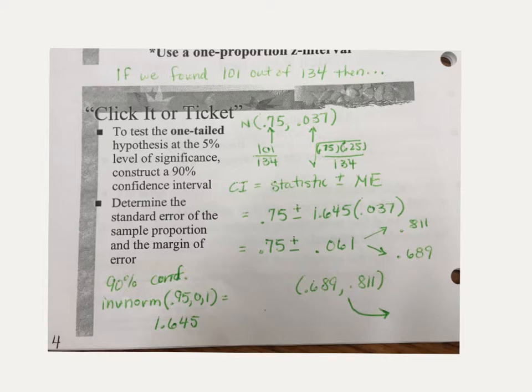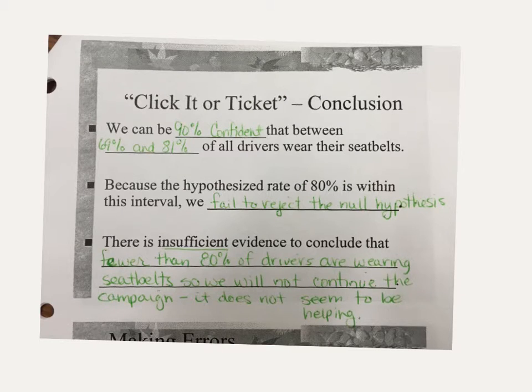Your confidence interval is the statistic plus and minus the margin of error. Remember, that is actually on your formula sheet. And then there's all the work. Your confidence interval is from 0.689 to 0.811. And on the next page, we will finish that off and give a conclusion. So here's your conclusion. You can read through that and fill in the blanks. When you come in tomorrow, let me know if you have any questions.